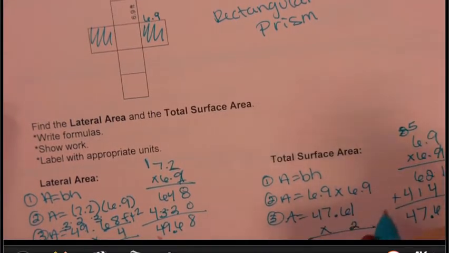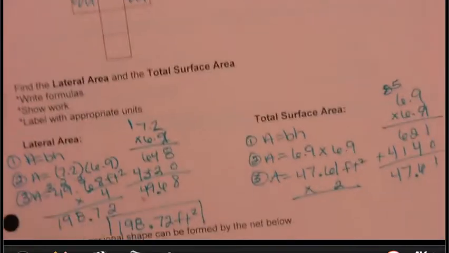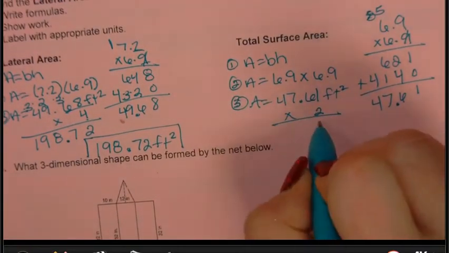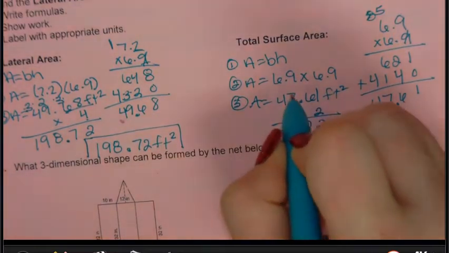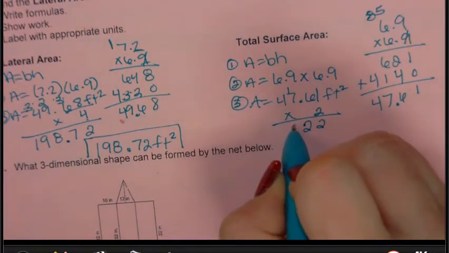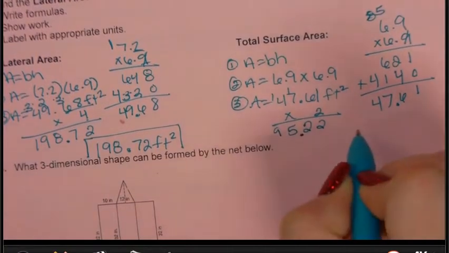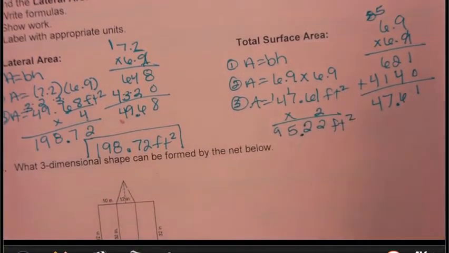I have 2 of these. That's feet squared, by the way. I have 2 of those. 2 times 1 is 2. 2 times 6 is 12. 2 times 7 is 14, plus 1 more is 15. And 2 times 4 is 8, plus 1 more is 9. And there's 2 decimal places. So I have 95.22 feet squared.